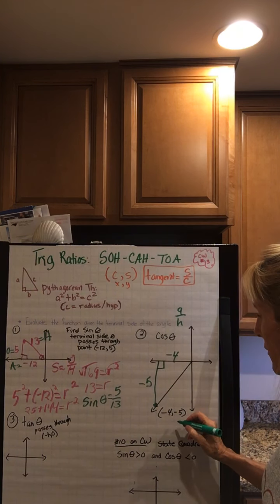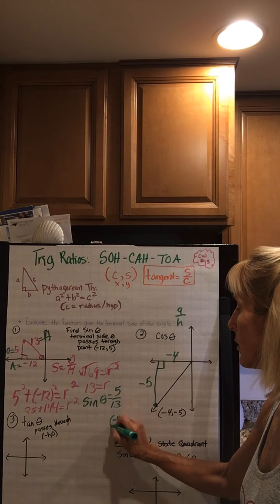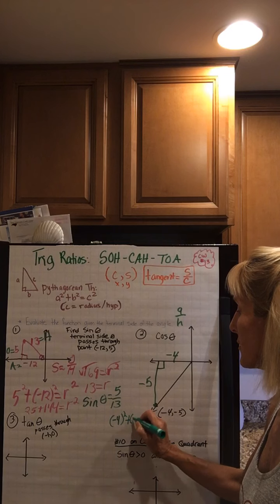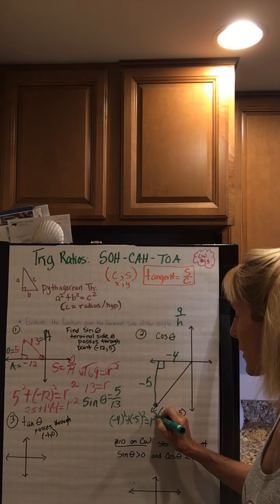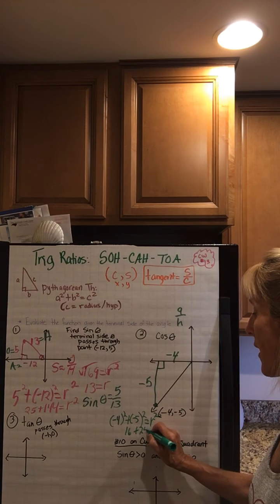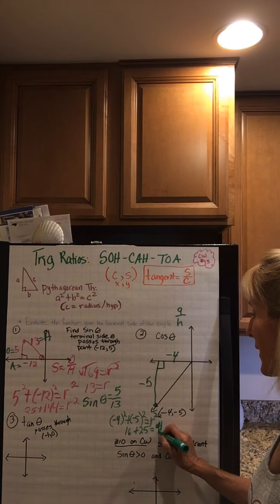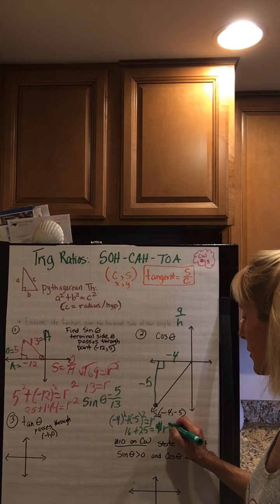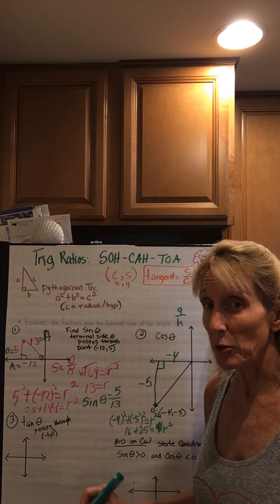So if I do the Pythagorean theorem, -4 squared plus -5 squared equals c squared, or r squared, however you want to do it, you get 16 plus 25 equals 41. Oh, I gave you the answer. What a goober. Okay, I'm a goober. That's going to be your answer.